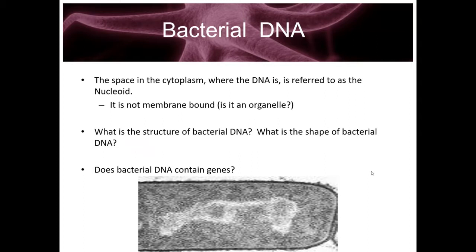Every bacteria cell also has DNA. Remember that it's in that place called the nucleoid, but it's not membrane bound, so it's not an organelle, right? Bacterial DNA is a circle, not linear. It is associated with protein, so it does condense and kind of twist up, but if you were to untwist it, it would be a circle, not a straight line.